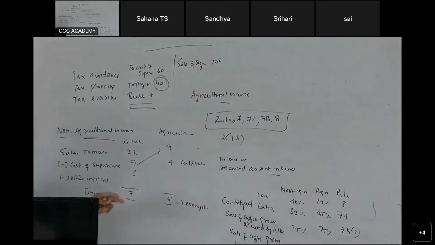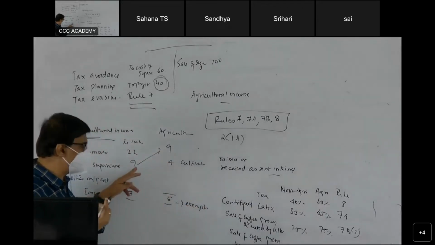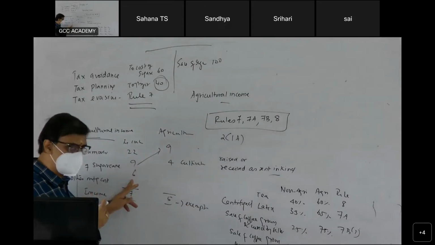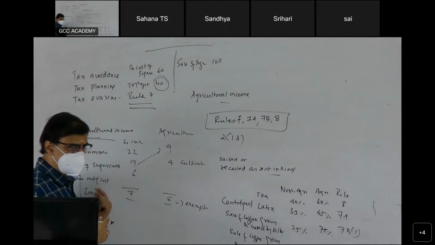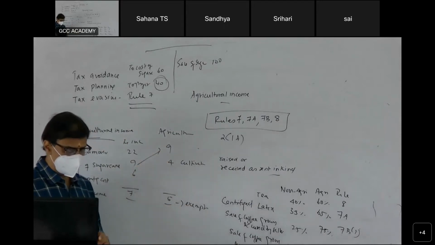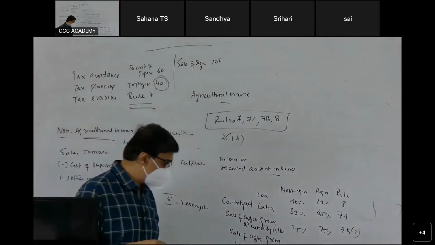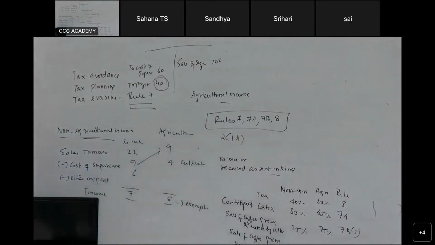Non-agricultural income: sales turnover of sugar is 22. The input cost of raw material, sugarcane, at market value is 9. Manufacturing expenses you can deduct. So you get a net income of 7 from non-agricultural activity, and the agricultural income is separate. So this is how you need to identify income from manufacturing activity when you are using agricultural products as raw material. All of you are clear? Any doubt in this?